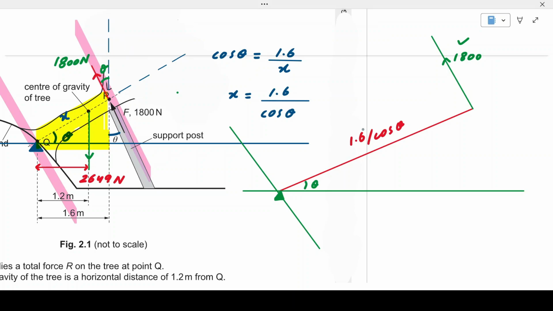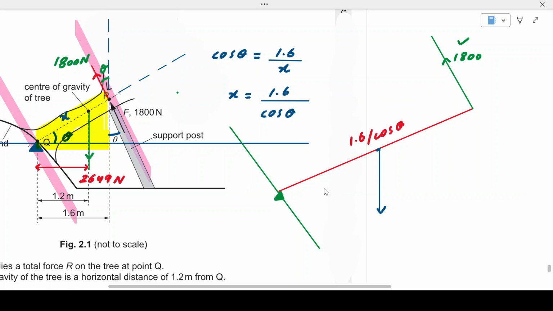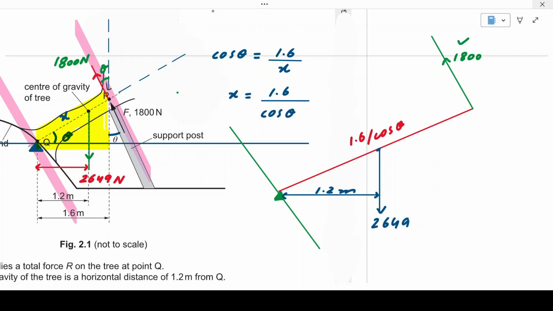There is another force over here, which was, I can even erase this thing. We don't even need this. This force was 2649. And the perpendicular distance of that force from the pivot is also given. How much? 1.2 meters.